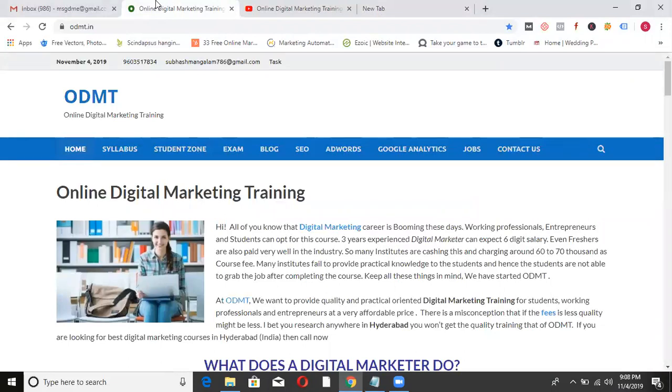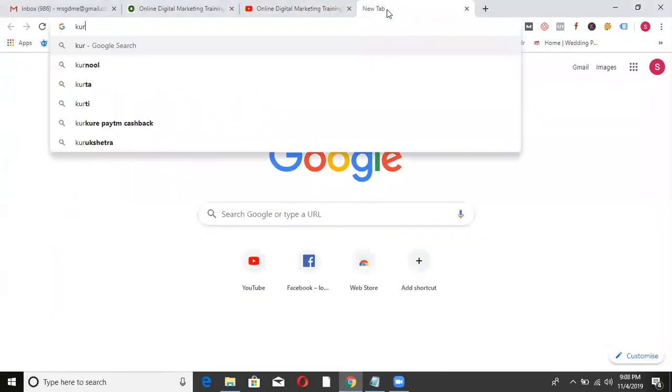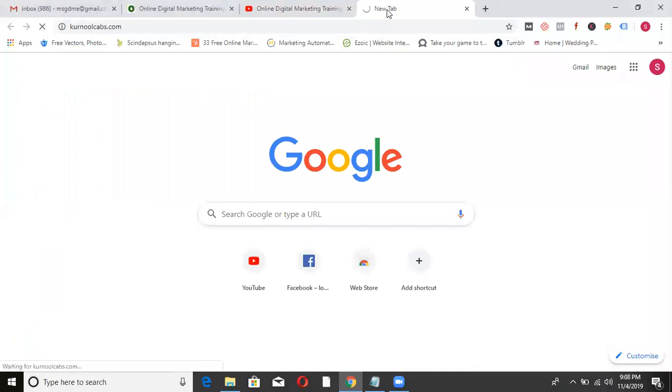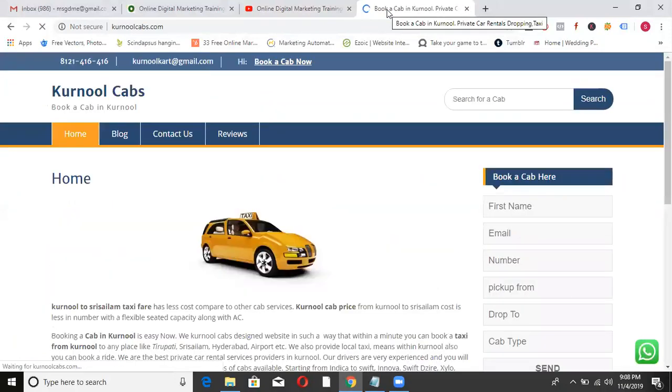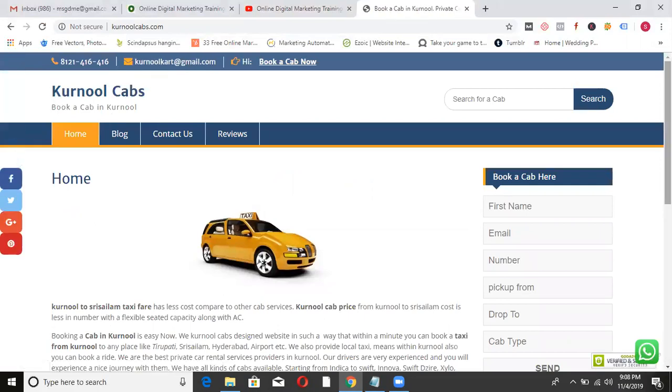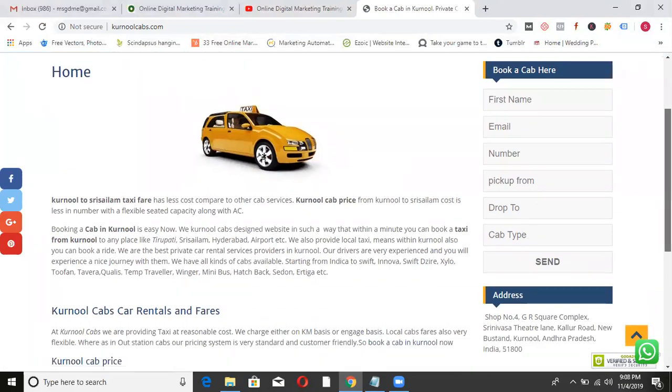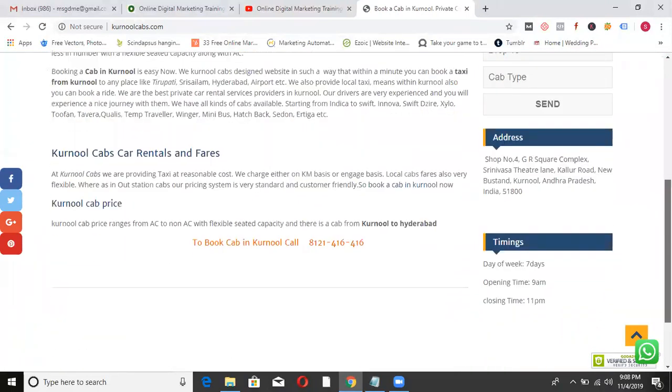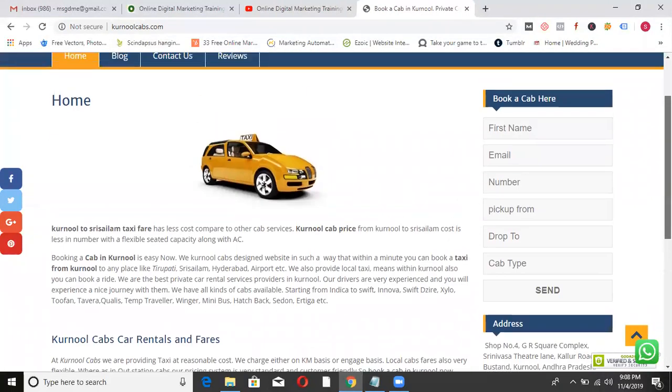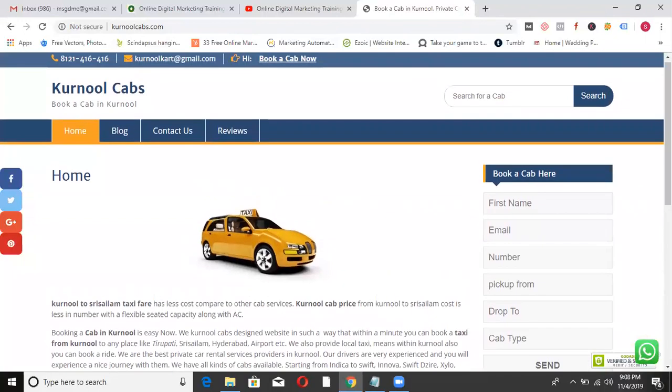They search on Google. Okay, like just here, I made a very simple website, karnoolcaps.com. This is a caps related website I made for Kurnool people. It's a place. Now, Kurnool people don't know that there is a website called karnoolcaps.com. Then how do they land on my website?